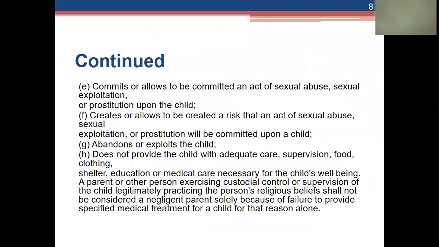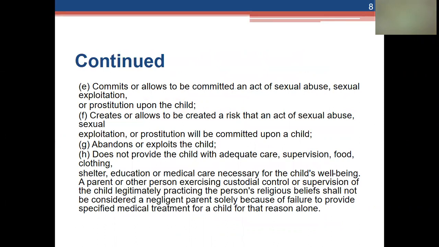Commits or allows to be committed an act of sexual abuse, sexual exploitation, or prostitution upon the child. Creates or allows to be created a risk that an act of sexual abuse, sexual exploitation, or prostitution will be committed upon a child. Abandons or exploits the child. Does not provide the child with adequate care, supervision, food, clothing, shelter, education, or medical care necessary for a child's well-being.